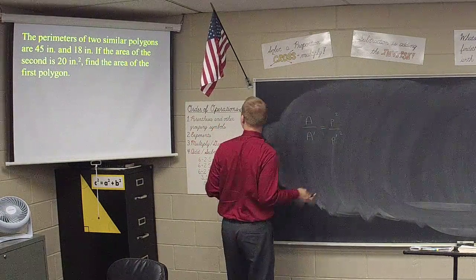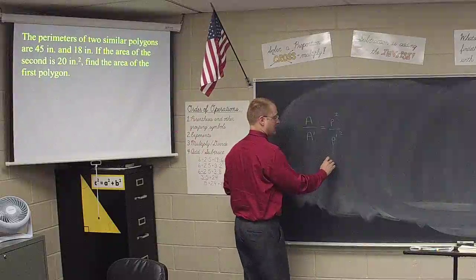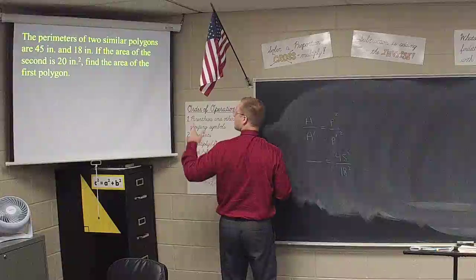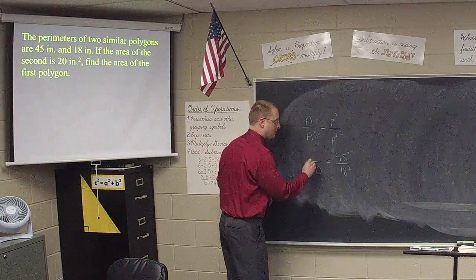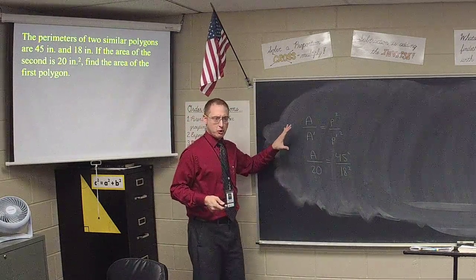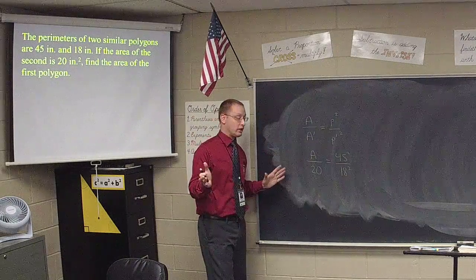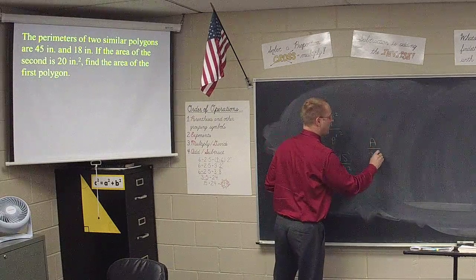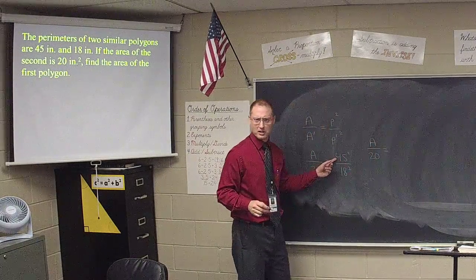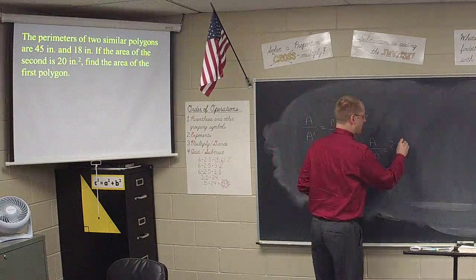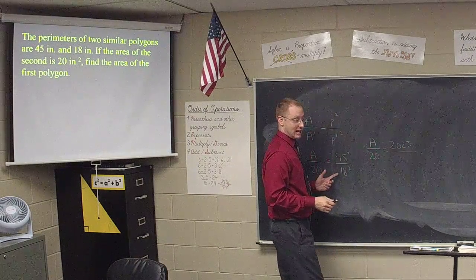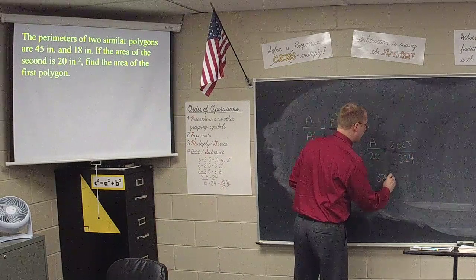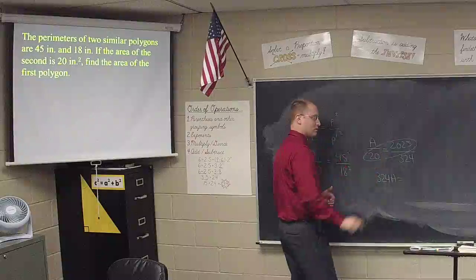And we can plug in the numbers. I know the perimeters are 45 and 18, and those are getting squared. And I know the area of the second is 20, and I'm just finding the area of the first. This is perhaps the most natural way, just to plug it in and let the calculator do all the work. Now, it does make some awfully scary numbers. We have a is to 20 as, what is 45 squared, class? 2025 is to, well, we know 18 squared. We memorized that last year. 324. And of course, we cross multiply and get 324a equals 20 times 2025.